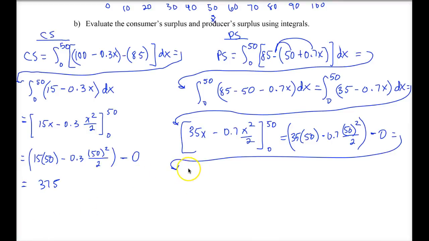And of course, once we're done working all of this out, we see that our final answer here will turn out to be 875. And so that is how we work that problem. All right, let's move on.